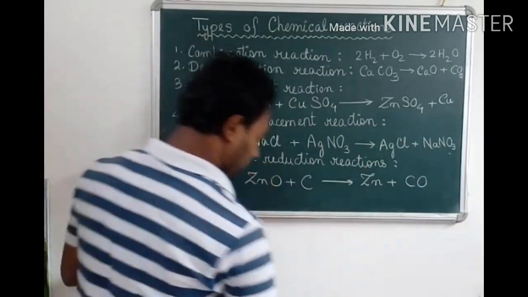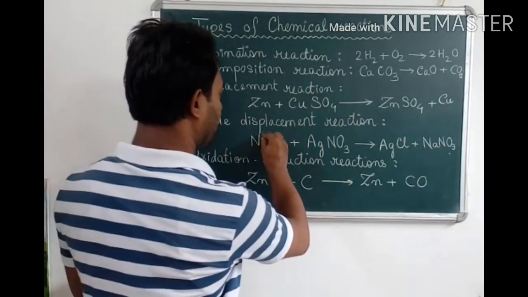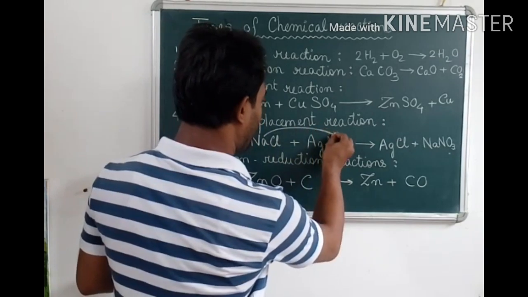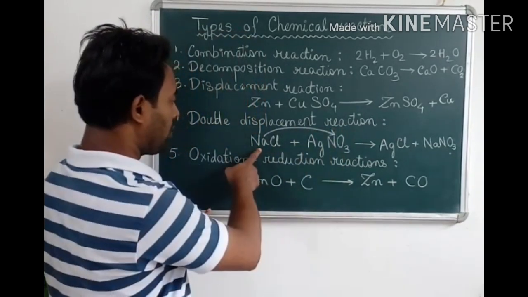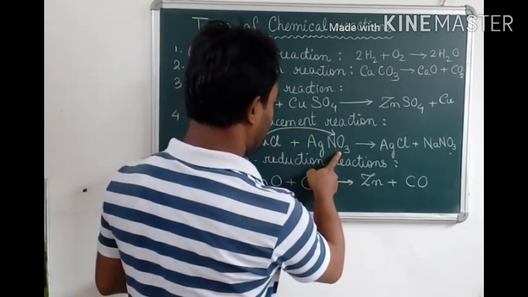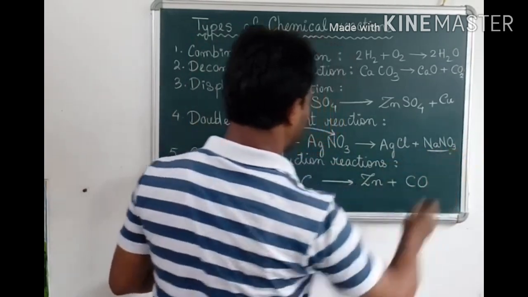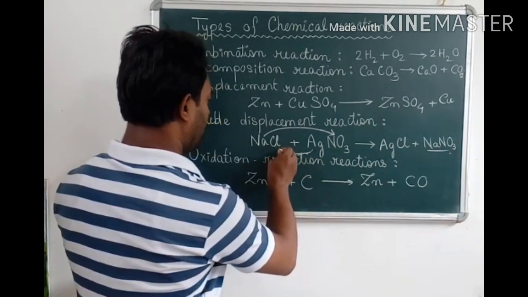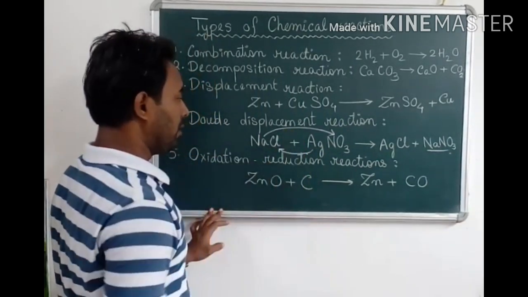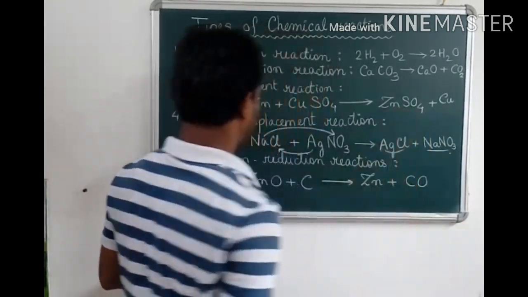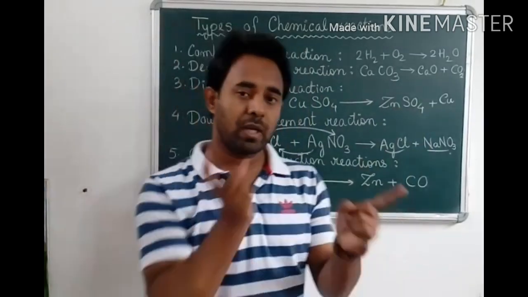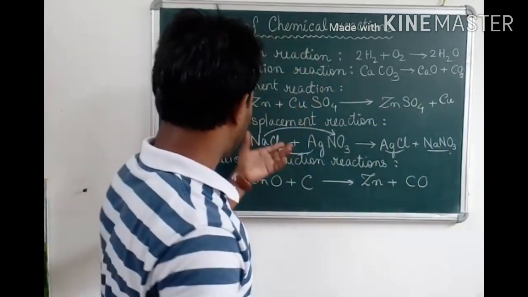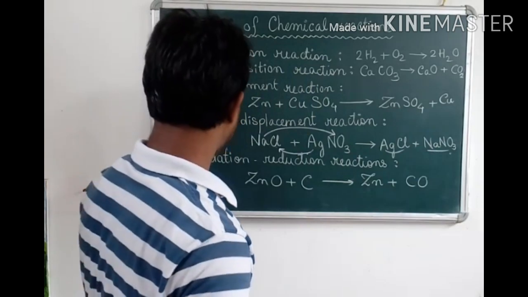So, this ion combines with this, sodium combines with nitrate ion to form sodium nitrate. Again, silver combines with chlorine ion to form silver chloride. So in this case, there is displacement in two directions. So this is called a double displacement reaction.